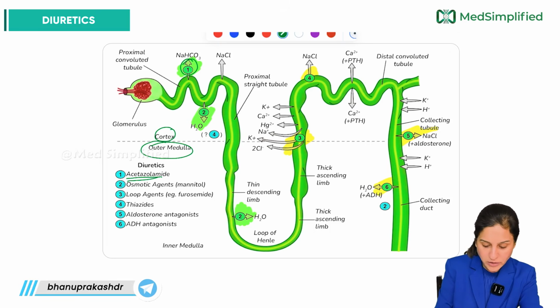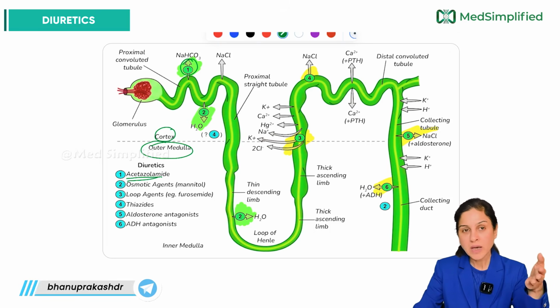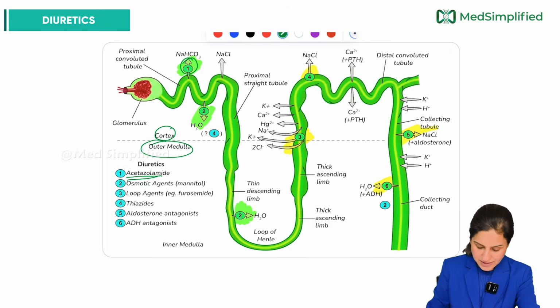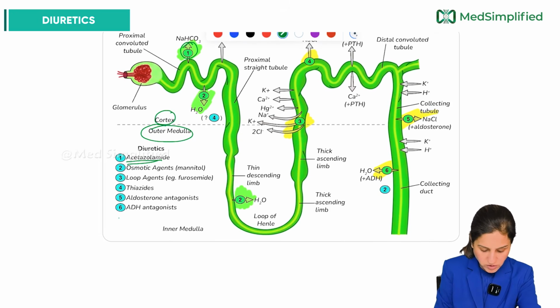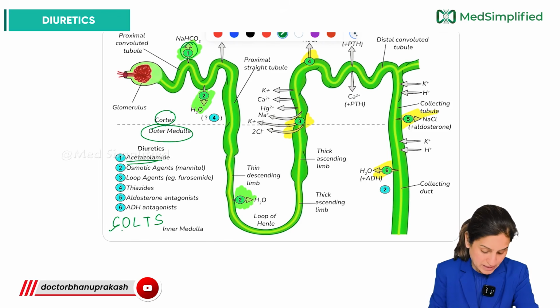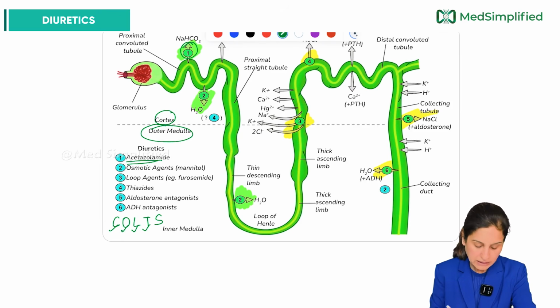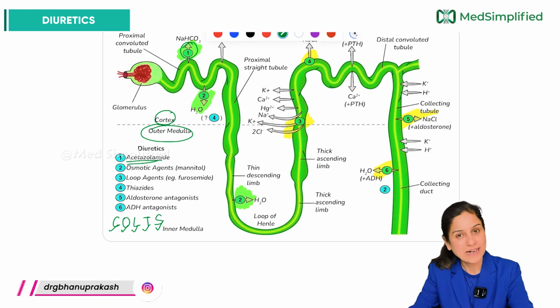If you want to remember the diuretics according to their site of action in this manner, you can remember a mnemonic called COLTS. First it is carbonic anhydrase inhibitor, then the osmotic diuretic, then the loop agents, then the thiazides, and then spironolactone.